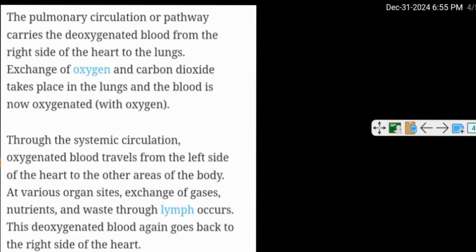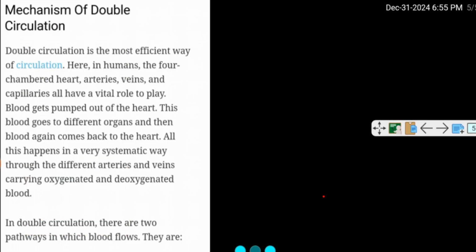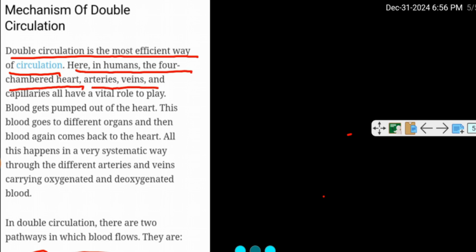Here is the mechanism. As I've already given it to you, there are 2 systems in our body dealing with the double circulation. One is the pulmonary and one is the systemic pathway. So double circulation is the most efficient way of circulation. Here in humans, the 4-chambered heart, arteries, veins and capillaries all have a vital role to play. We have discussed all of these in detail, so we are not repeating that.